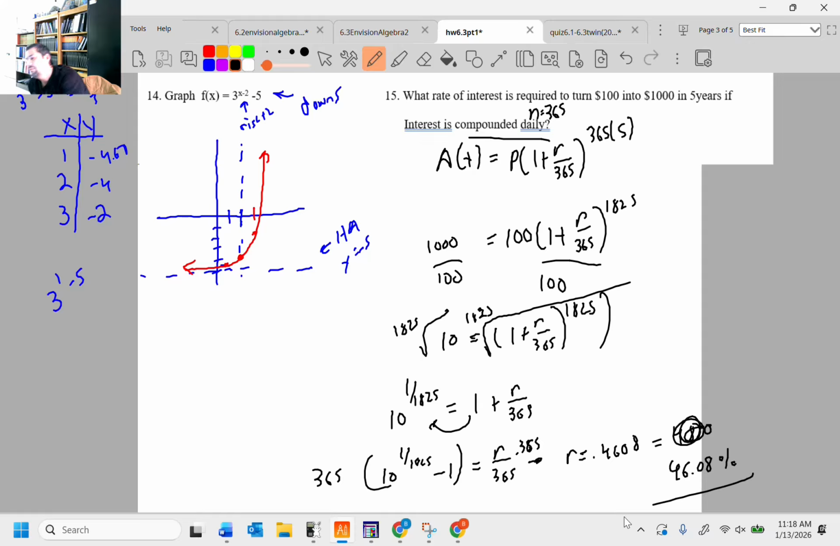46.08%. I could have done a Y1, Y2. I could have done that, but I'm a man, so I'm going to do it that way. You want to be a little pansy? You do a Y1, Y2. You want to be a man? You do algebra. That's my motto on that stuff.